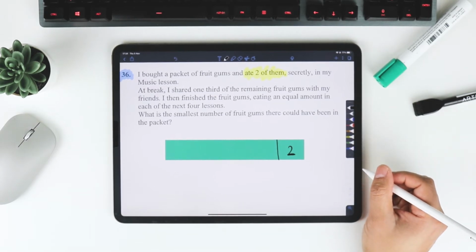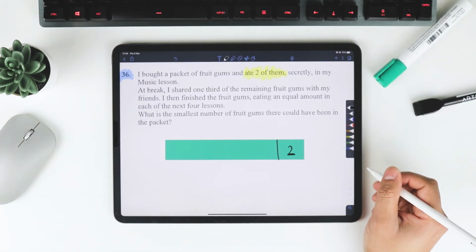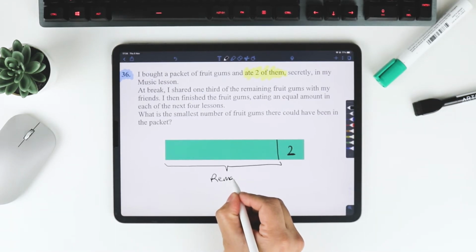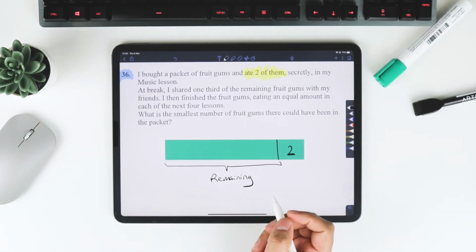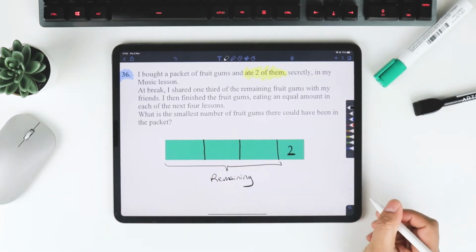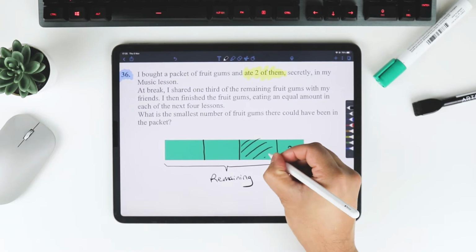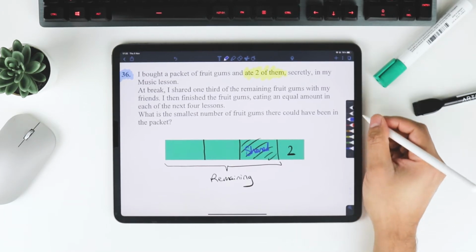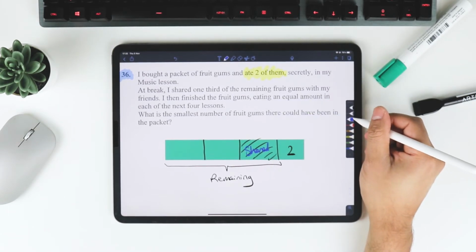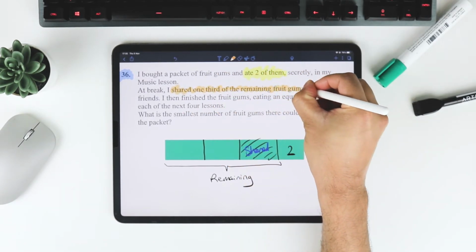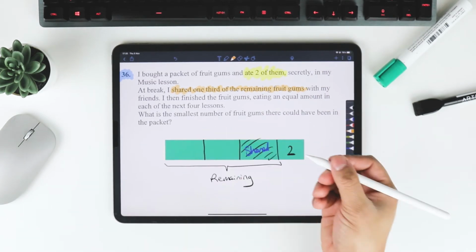Then it says that after eating 2, at break, I shared 1/3 of the remaining. So we know that this is the remaining part, and he's going to share 1/3 of that. I'm going to try to split this into thirds. Something like that. So he shared this out, and I'll write down shared at break. I shared 1/3 of the remaining fruit gums, so 1/3 means that there are 2/3 remaining.